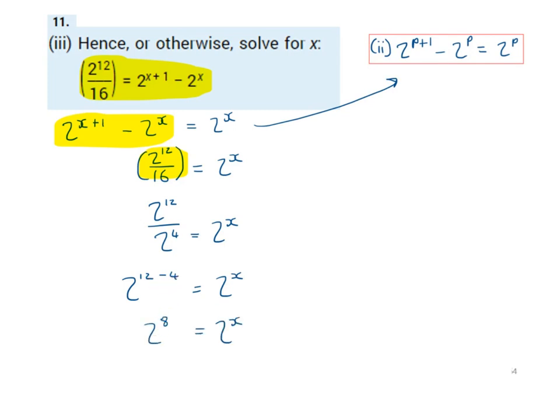Now we have the bases matching, so we can cancel the bases. We can cancel out the 2's. So we have 8 is equal to x. We're asked to solve for x, so x is equal to 8.